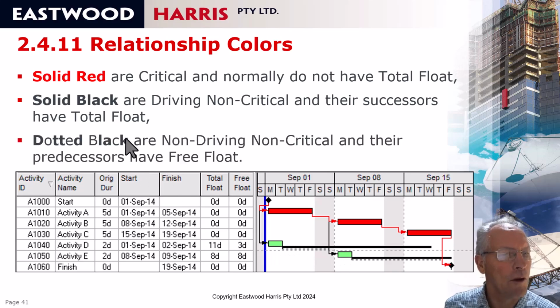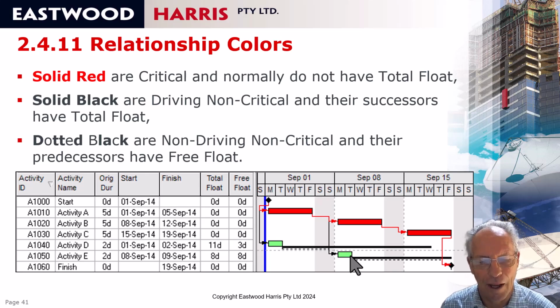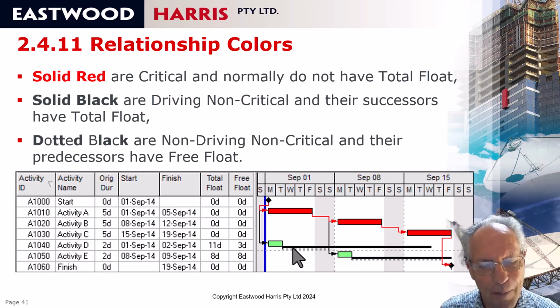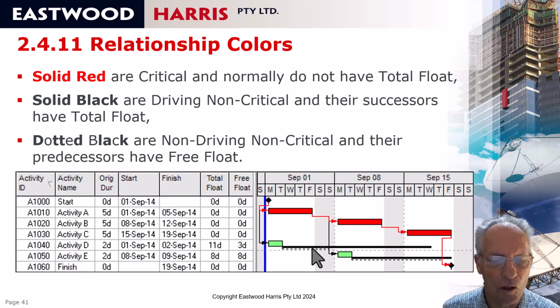And then you'll find there's dotted black. This one here is dotted black and that one's dotted black. These are non-driving, non-critical, and therefore their predecessors have free float. This activity has free float, and this activity has free float. Some people go and delete these because they're saying they're not doing anything. That's not a good thing to do, because then the free float won't calculate correctly.